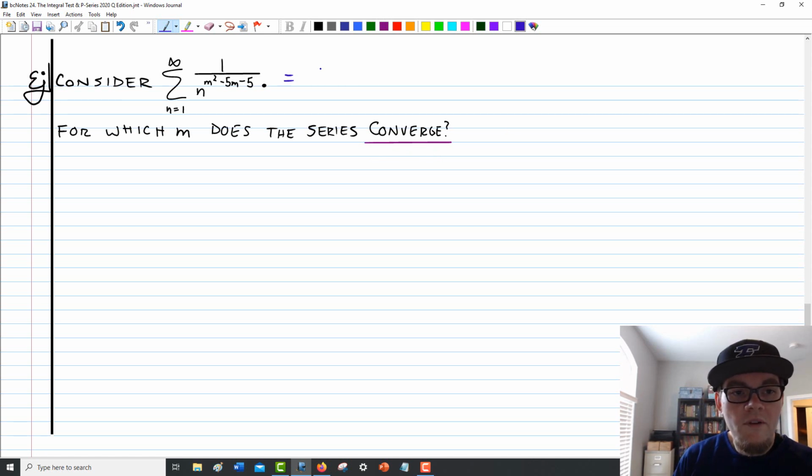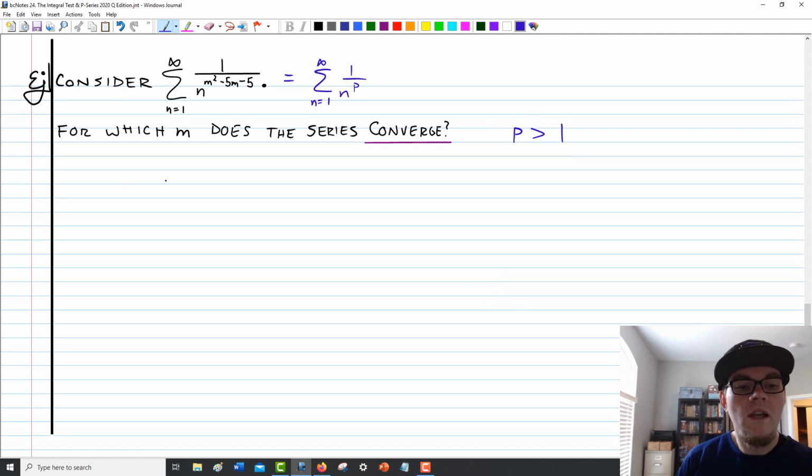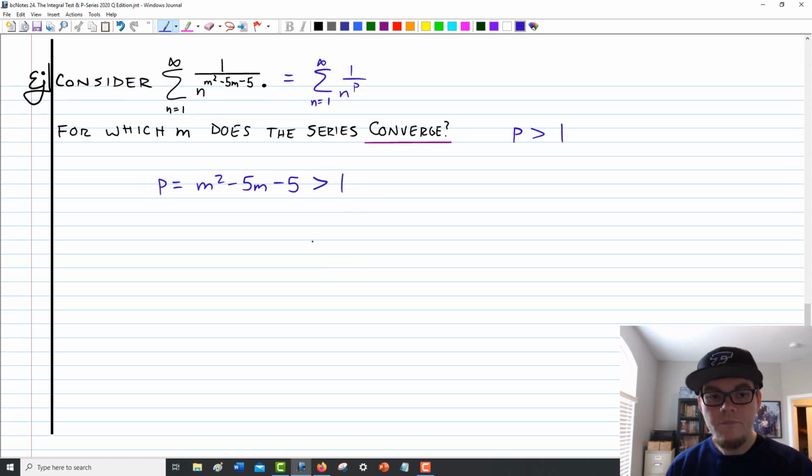So notice that this definitely is of the form and the structure that we're looking at for p-series. It fits the form 1 over n to the p. So remember, with p-series, if we want p-series to converge, we want the p-values to be greater than 1. So in this problem, our p-value is m squared minus 5m minus 5. And according to what we're doing, we want that to be greater than 1. So right there, that sets up our work.